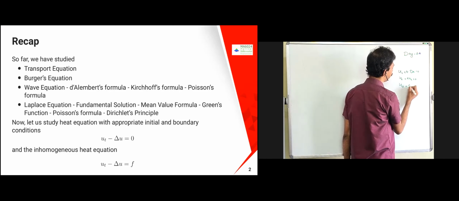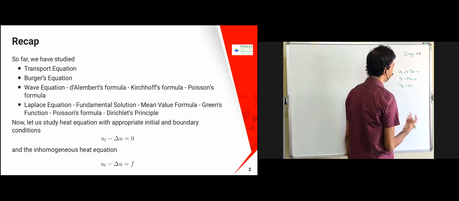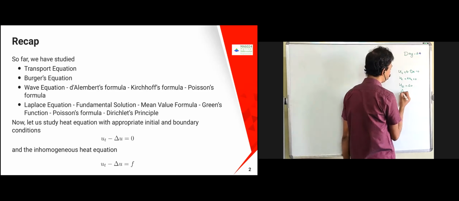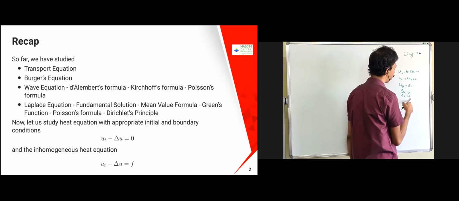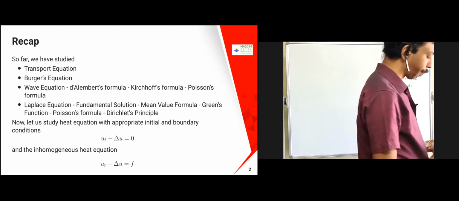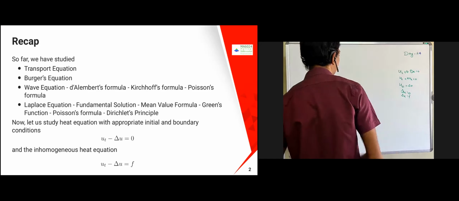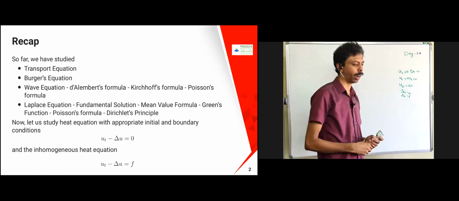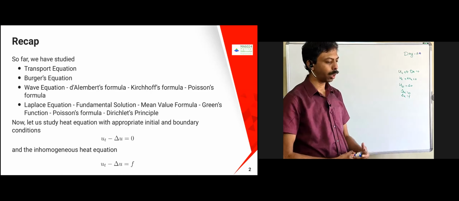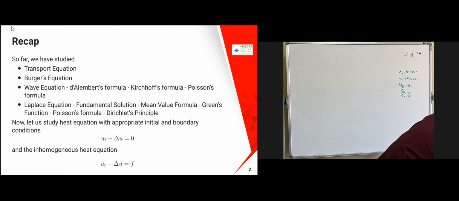Now also we have studied u_tt equal to c squared Δu. So this is called the wave equation. And then we studied Δu equal to 0 and Δu equal to f. One is the Laplace equation, and the other is the Poisson equation. In the wave equation we have studied the D'Alembert formula, Kirchhoff's formula, and Poisson's formula. For the Laplace equation we studied the fundamental solution, mean value formula, Green's function, and Poisson formula.